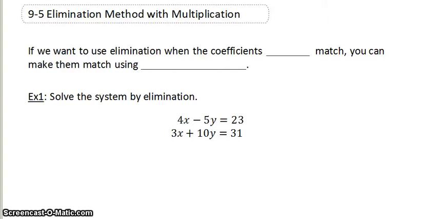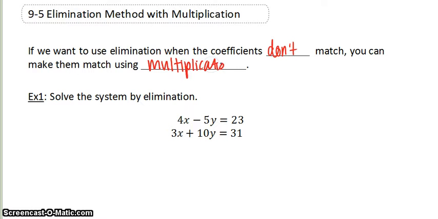Alright, so we're doing 9-5, which is elimination method with multiplication. 9-5 is very similar to 9-4. We're using the elimination method again. This isn't necessarily the title, but since we called the other one the elimination method, this is what we're calling this one. But we have an extra thing to do. If we want to use elimination when the coefficients don't match, you can make them match using multiplication.